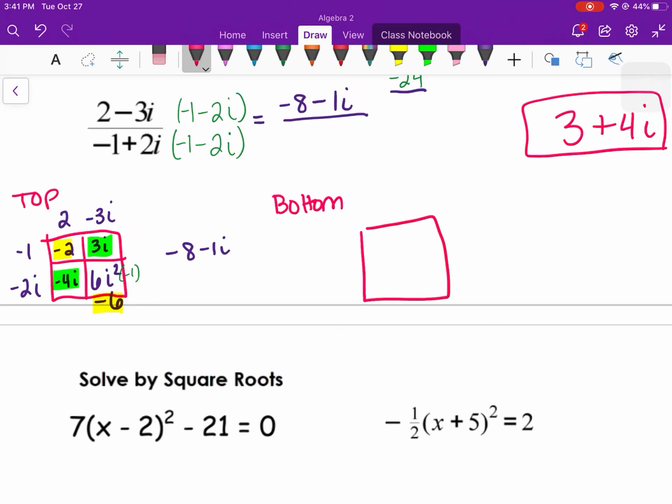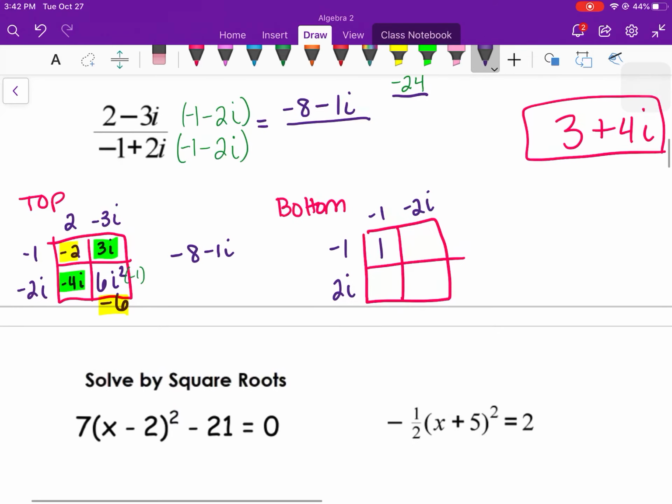Because they are complex conjugates of each other, the bottom should equal a whole number when you're done. So you have a -1 plus 2i and a -1 minus 2i. And your imaginary parts should cancel. -1 times -1 is +1. -1 times -2i is +2i. -1 times 2i is -2i. And 2 times 2 is -4i squared.